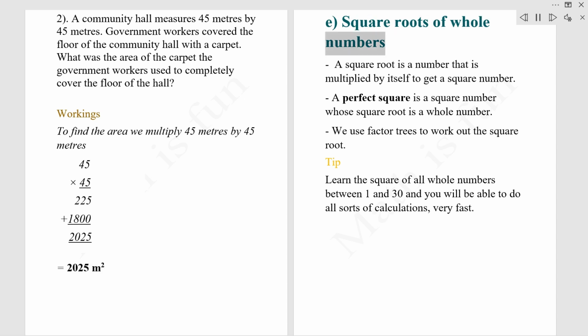E. Square roots of whole numbers. A square root is a number that is multiplied by itself to get a square number. A perfect square is a square number whose square root is a whole number. We use factor trees to work out the square root. Tip. Learn the square of all whole numbers between 1 and 30 and you will be able to do all sorts of calculations, very fast.